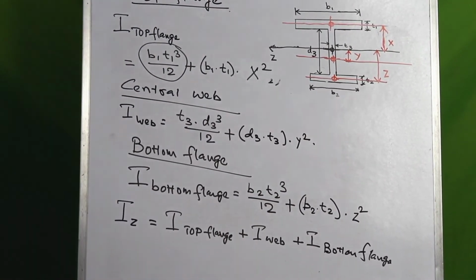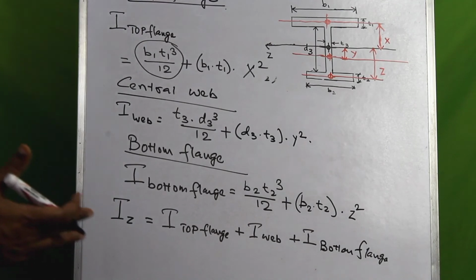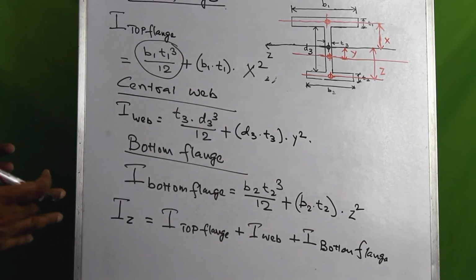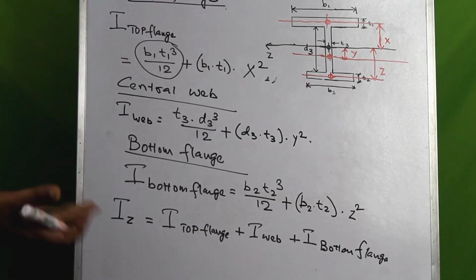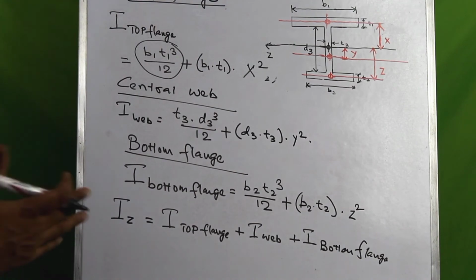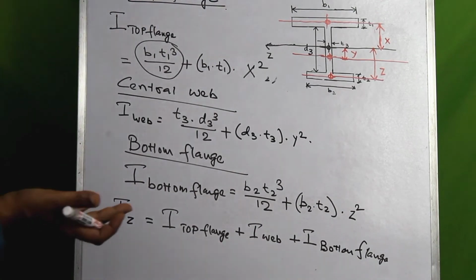Now we will actually do a problem of an I section in the next session where things would get more clear. So we now know how to calculate the moment of inertia of a composite section. In the next session, we will see how we can calculate the moment of inertia of any general section.